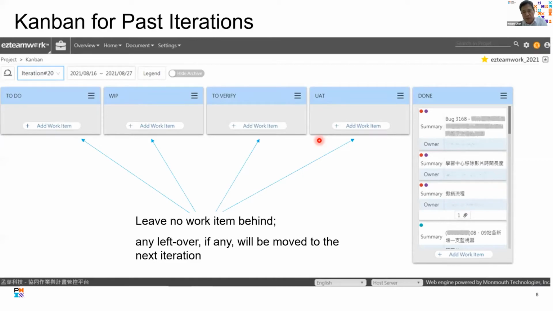When the iteration is over, that means when the 2-week cycle time is over, we leave no work behind. Except for those things that are done, if there is still anything under development or under verification, we will move it to the next coming iterations. So when we scan through all the past iterations, we only see what's done. And for the current iteration, we will focus on what's being done.